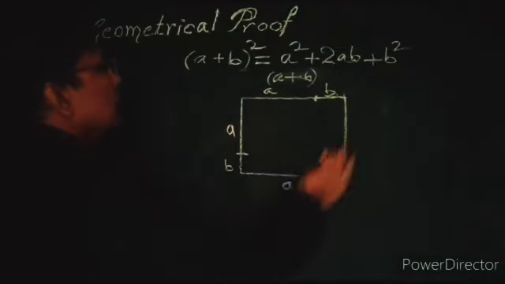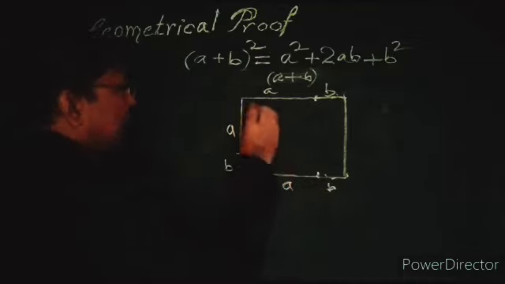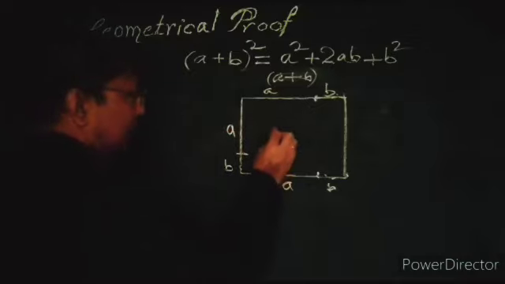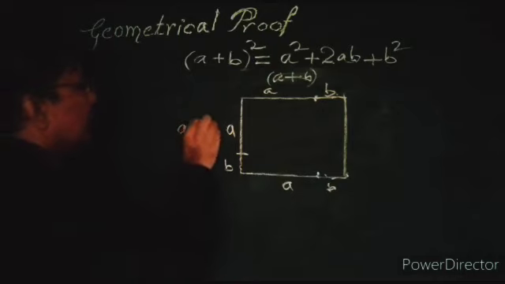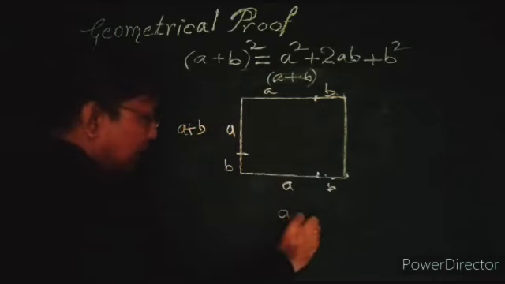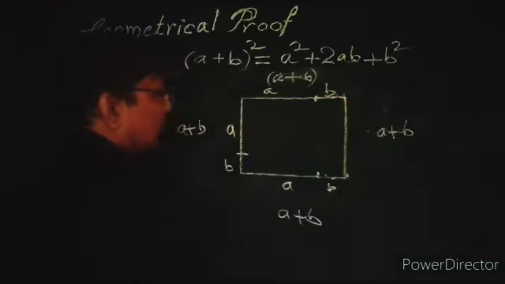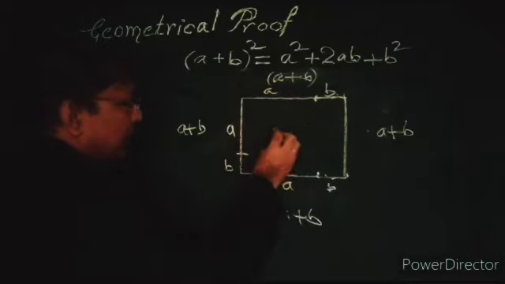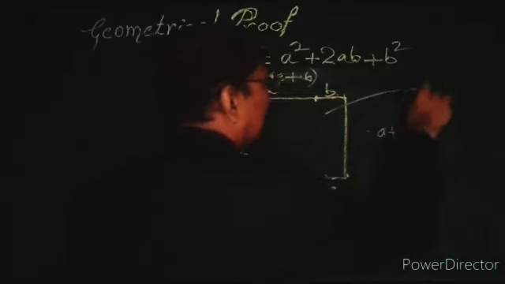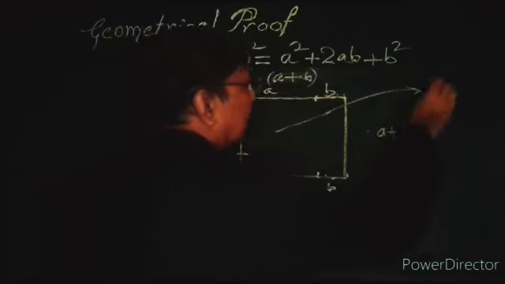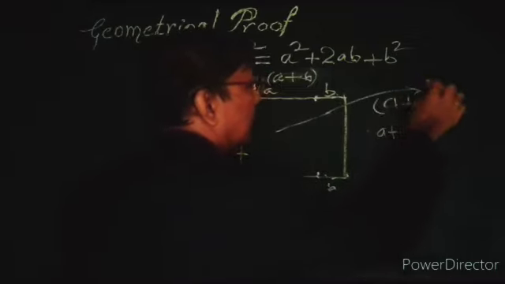So what is the area of this square? That is a plus b bracket square, because the length of each side is a plus b. The length of this side is a plus b. The length of this side is a plus b. So the area of this square is a plus b whole bracket square.